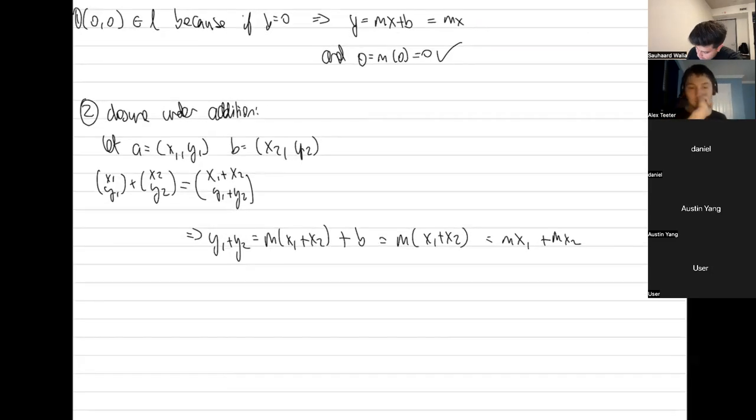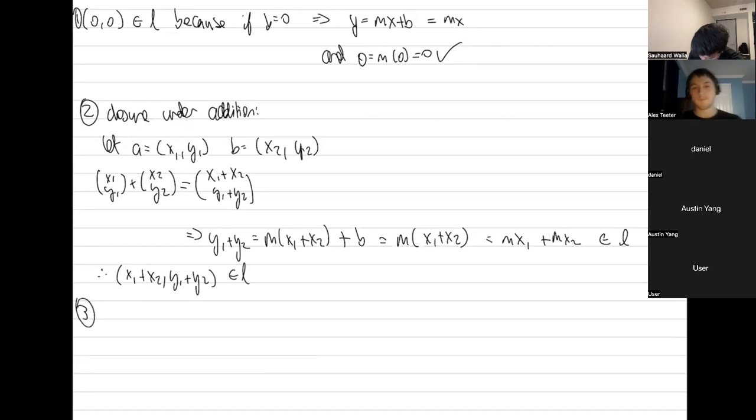So we are saying that, therefore, so we are saying, which is still a part of L. Sorry, I should have included that. So we are able to conclude, therefore, I'll write it like this, therefore, (x1 plus x2, y1 plus y2) is a part of L.